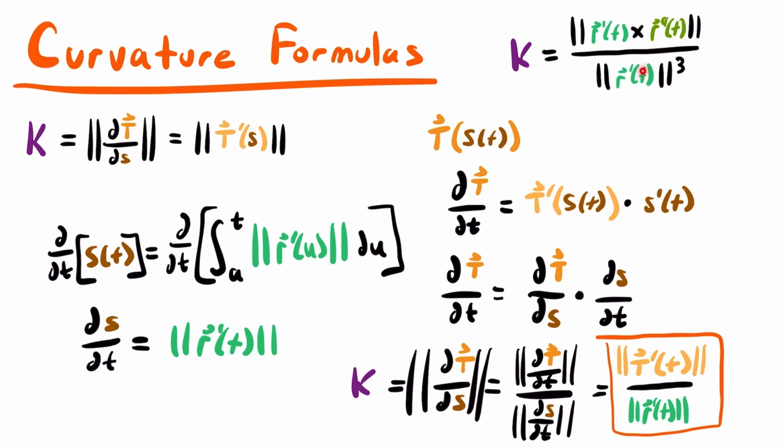Okay, now this formula is found by rewriting the magnitude of the derivative of the unit tangent vector. I'm not going to show you the proof here, as it's somewhat lengthy and ultimately not necessary for you to see in order to use the formula.